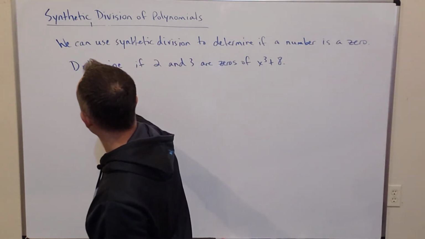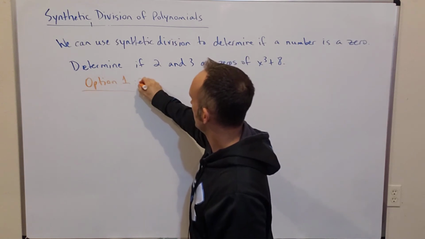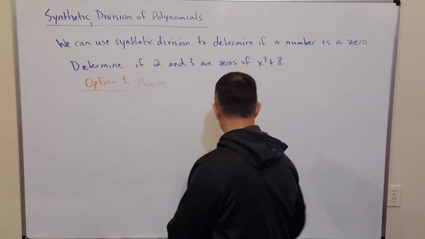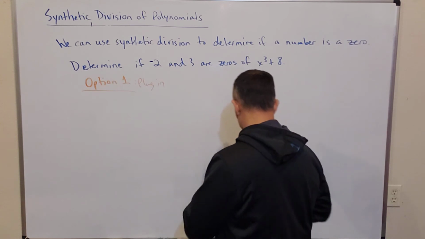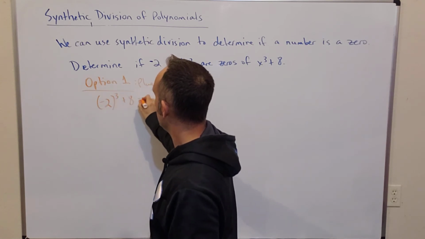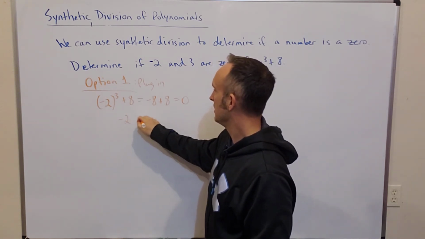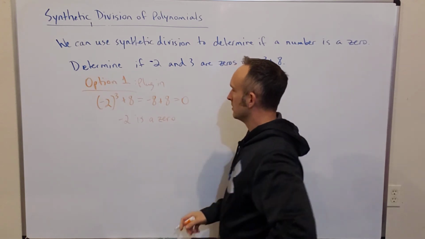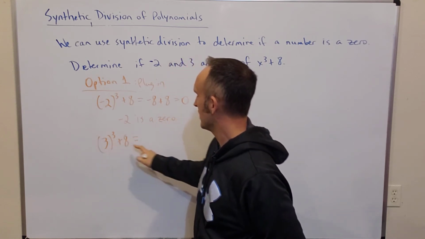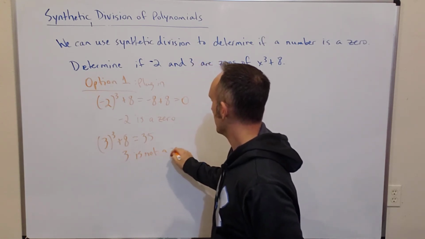So option 1. Option 1 is plug it in, okay? So in this case, if I plug in 2, sorry, I meant negative 2. Determine if negative 2 is a 0. So plug in negative 2, so I get negative 2 cubed plus 8, which equals negative 8 plus 8, which is 0. So negative 2 is a 0, okay? Now plug in 3, and I get 3 cubed plus 8, which is 27 plus 8, which is 35. So 3 is not a 0.